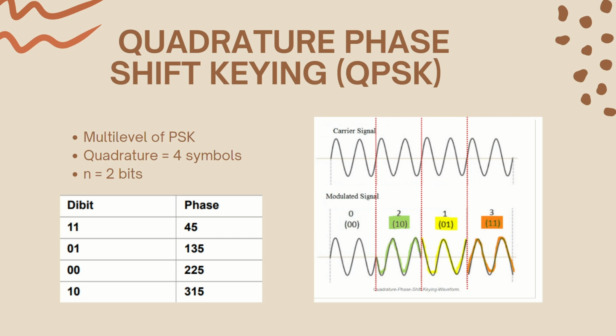Quadrature phase shift keying or QPSK is the multi-level of phase shift keying, being 4 symbols, n equals 2 bits. For 11 it's 45 degrees, 01 is 135 degrees, 00 is 225 degrees, and 10 is 315 degrees.